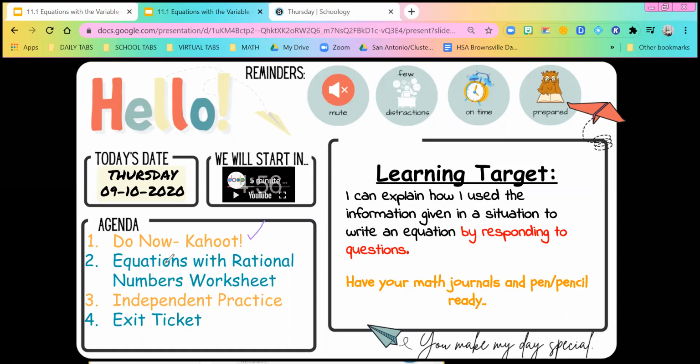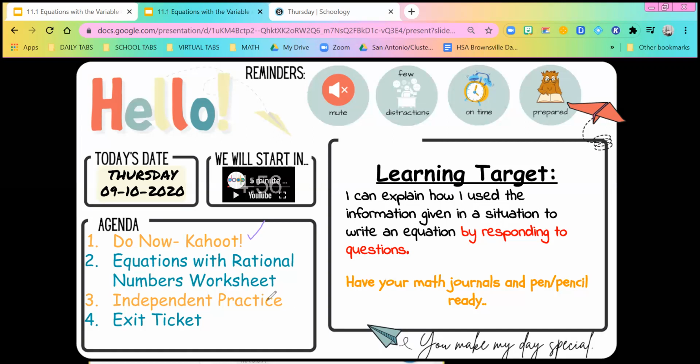We're going to look at a worksheet, because I wanted to dig a little bit deeper into equations with variables on both sides: writing the equation and then solving it. I don't know if we're still struggling with solving for a variable with variables on both sides, so we just keep practicing.